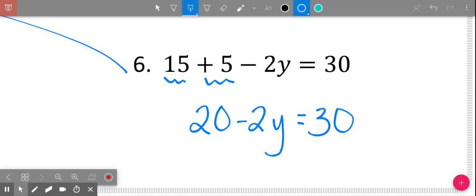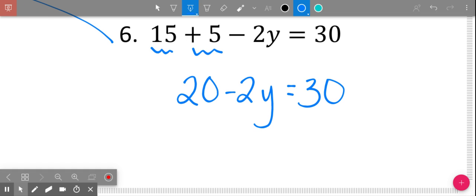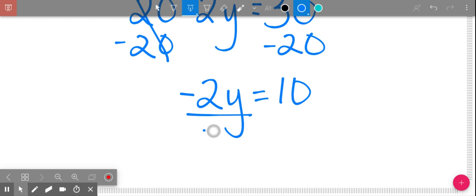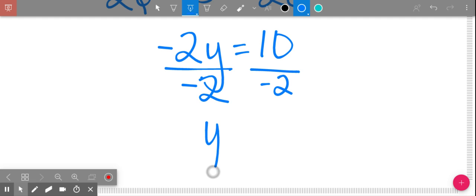From here, this turns into one of the problems that we worked on our last set of notes. We start from the outside and work our way towards the y. So we need to get rid of this 20 first. It's a positive 20, so we're going to subtract 20 from both sides. That'll cancel out, and I'll have negative 2y is equal to 30 minus 20 gives me 10. So now that negative 2 is still with a y, and we need to get rid of it. So we're going to divide both sides by a negative 2. And that'll give me y is equal to 10 divided by negative 2 gives me a negative 5.